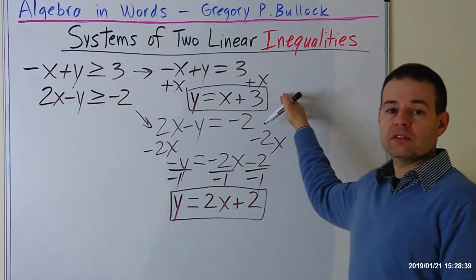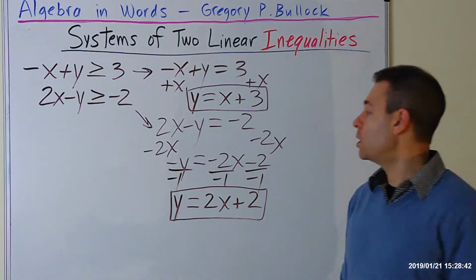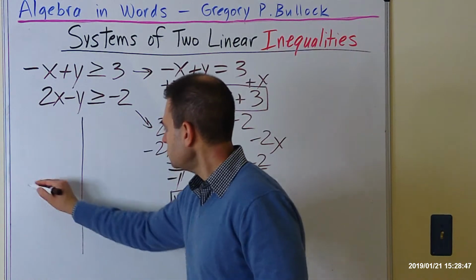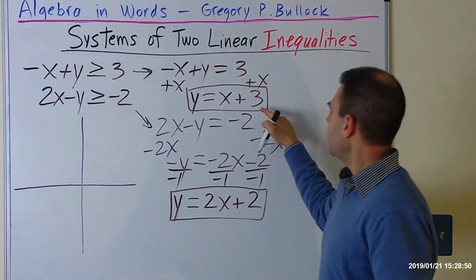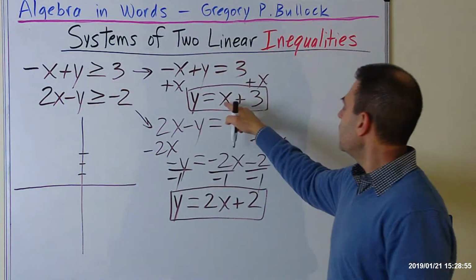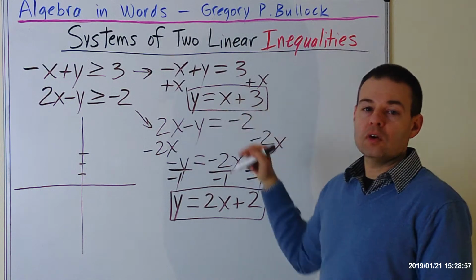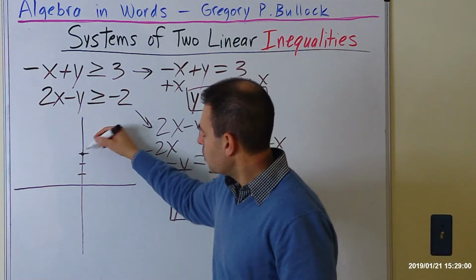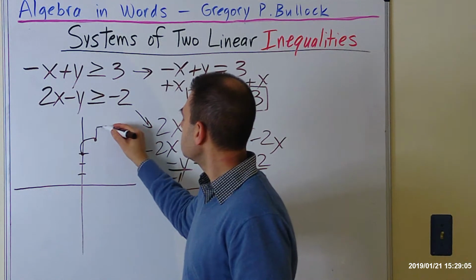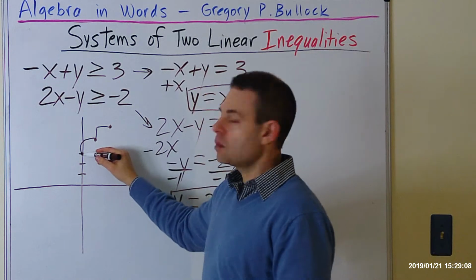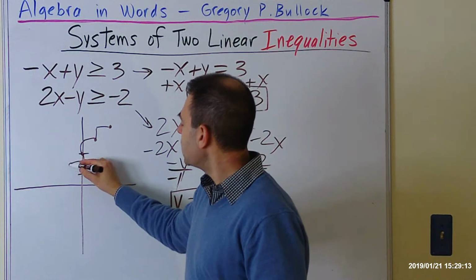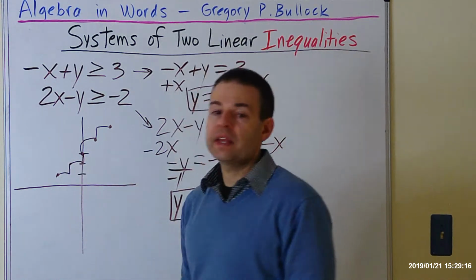I'm going to graph the top one first, and I'm going to use brown for that one. I'm going to do it over here actually. And the y-intercept is 3, so let's go up 3. And the slope is 1 over 1. So we're going to start at the y-intercept, and we're going to go up 1, right 1, and up 1, right 1. And let's go back to the y-intercept and do the reverse. Down 1, left 1. Down 1, left 1. And now let's draw the line.